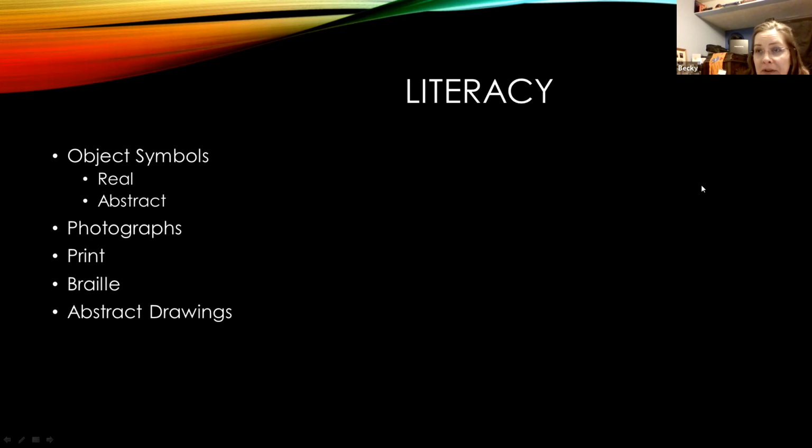After we know that our students have moved through the communication matrix and moved up to level 6, when we see that our students with CVI are reaching the top of phase 2, then we can start thinking about photographs. And the photographs really need to be real photographs of the actual object. It really takes intentional planning to move from object symbols to photograph representations. After photos, we're going to move to print and braille, and then finally abstract drawings. All right, we can move on to the next slide.